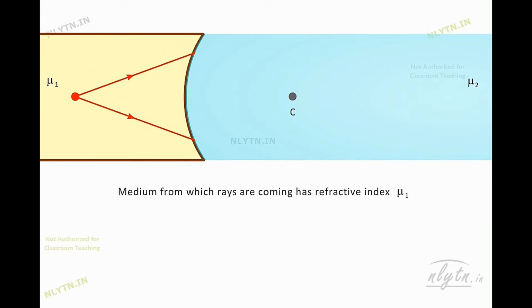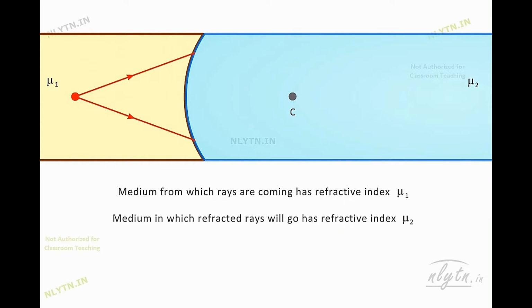The medium in which the object is placed has a refractive index equal to μ1, and the medium on this side of the surface is μ2. A line passing through the object and the center of curvature of the spherical surface is called the principal axis.